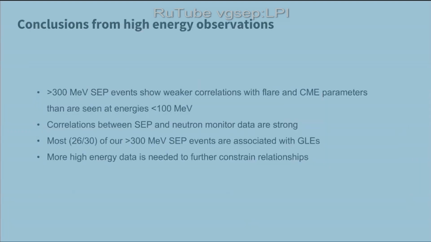Some brief conclusions from this observational study. We have greater than 300 MeV SEP events, which show weaker correlations with flare and CME parameters than are seen at energies less than 100 MeV. The correlations between SEP and neutron monitor data, conversely, are nice and strong. Most of our greater than 300 MeV SEP events are associated with ground level enhancements. But in general, we'd like more high energy data, please, to study these events.